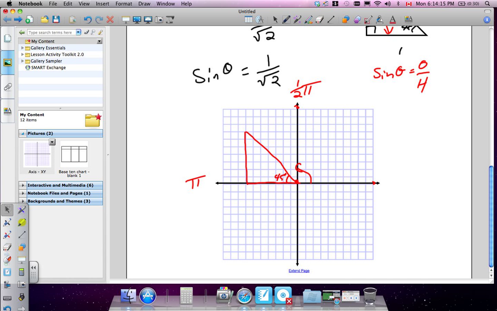So now when I use my special triangle, sine of this, well, my hypotenuse is root 2, and my opposite side is 1. So we know this could be a solution for 2 sine squared theta equals 1. We know that that can be a solution. Does that make sense? Okay, so that's going through it that way.